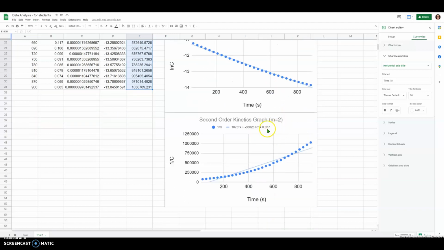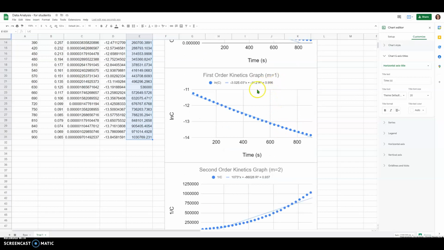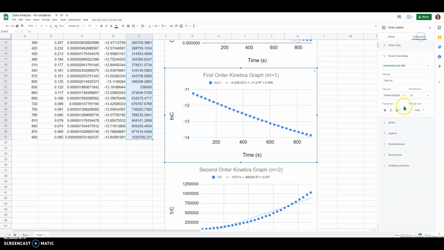And when we compare that to the third graph, which is somewhat close to 1, but it's not as close to 1 as the second graph, right? So 0.937 is less than 0.996. So that means my first order kinetics graph here is the one that tells me that this reactant is first order.